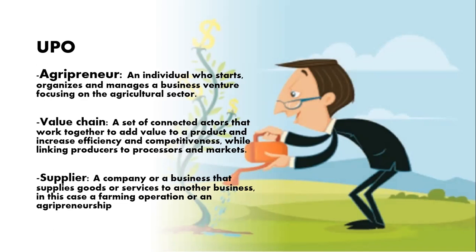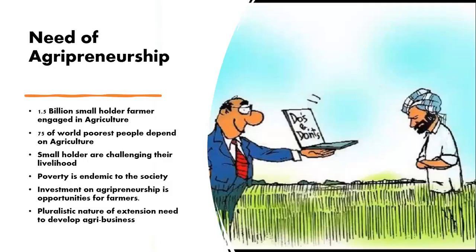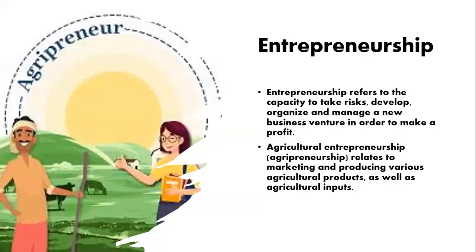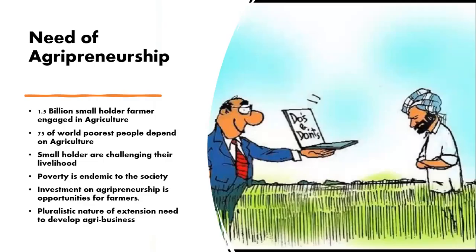And the third word you have to keep in mind is suppliers: a company or business that supplies goods or services to other businesses, in the case of farming operations and agripreneurships, right? So these are some words you have to keep in mind for ease of understanding, right? So now you know what agripreneurship means. Agripreneurship means a person who engages in agricultural related business, right?